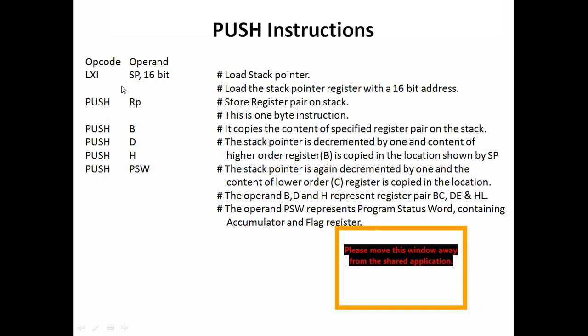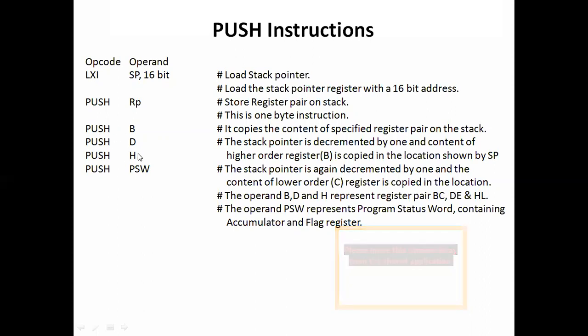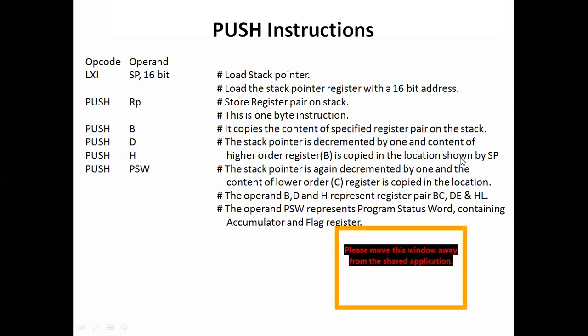Before it is started, a stack pointer must be loaded with the 16-bit stack top address. So what will happen whenever a PUSH B, PUSH D, PUSH H or PUSH PSW instruction is executed? The stack pointer is first decremented by 1, and the content of the higher order register is copied in the location shown by the stack pointer. Suppose we have loaded 3099 in the stack pointer and we are executing PUSH B.